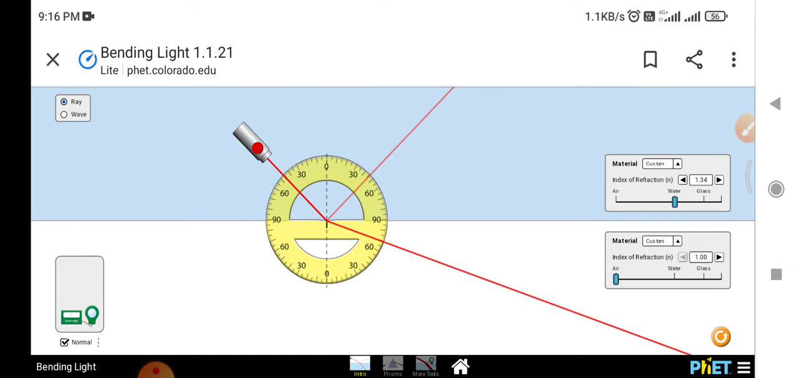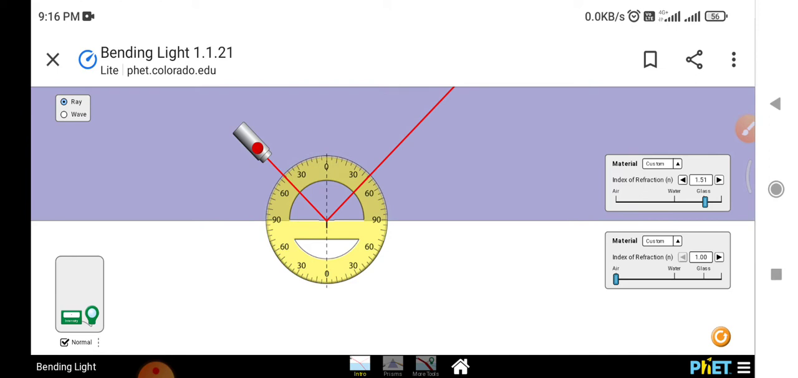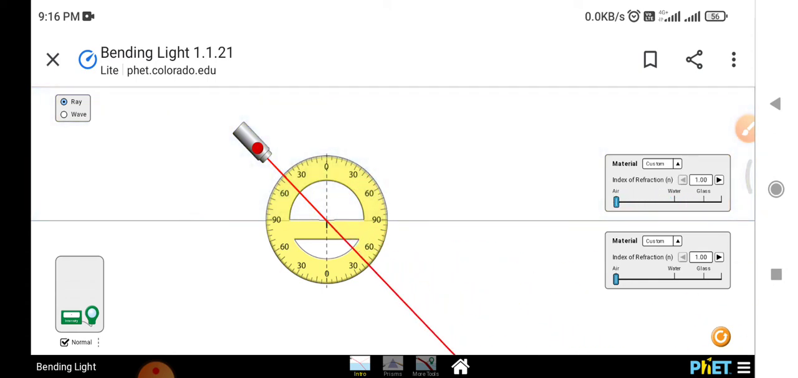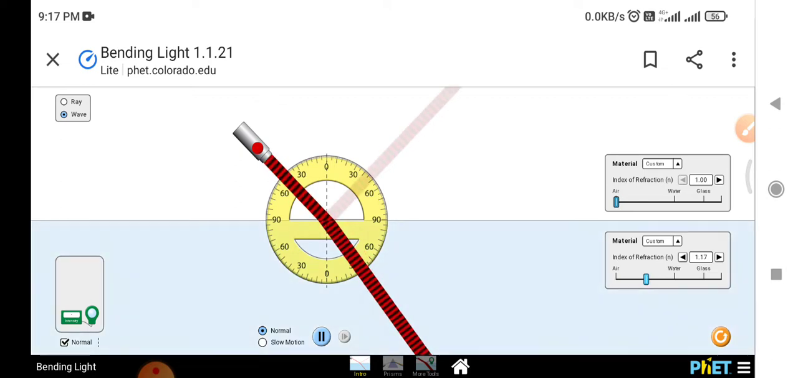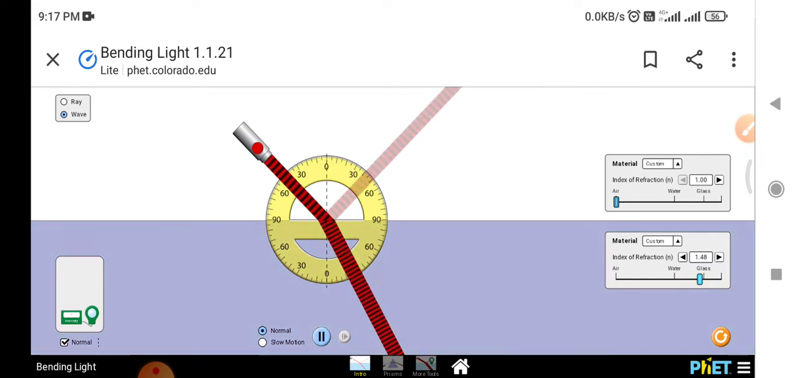And this is glass. There is no refraction here. So according to the medium, the angle of refraction will change. If you take a wave instead of a ray, we can change the medium, and when we change the medium, the angle of refraction also changes.